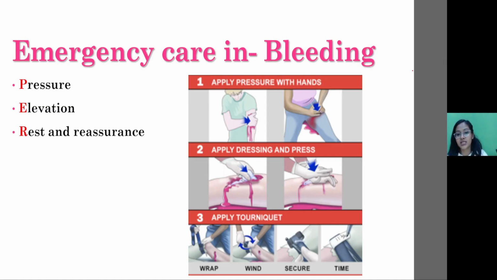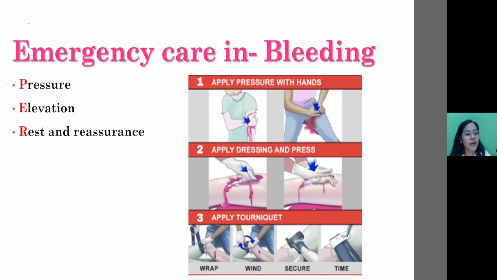The first one is emergency care in bleeding. Whenever a patient comes to you with excessive bleeding, right, what are the three steps of emergency care? Pressure, elevation, rest and reassurance, PER. These are the three steps of emergency care given in bleeding.